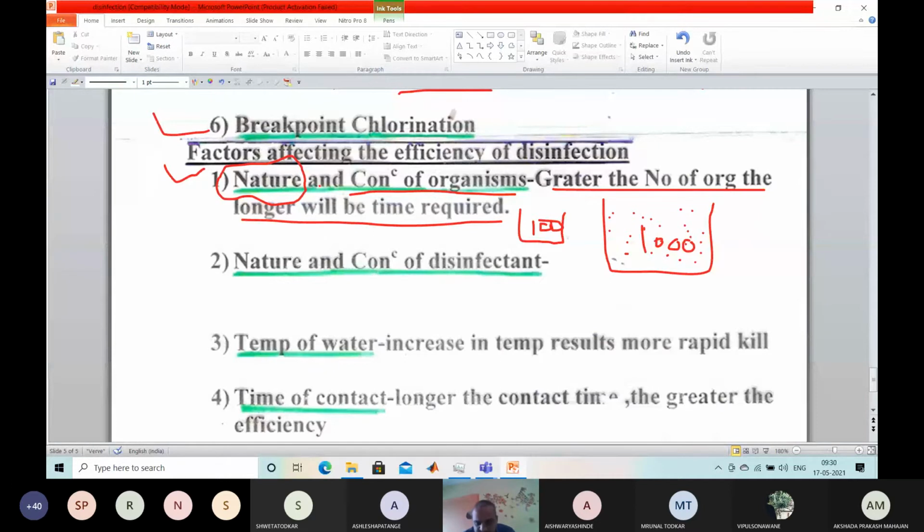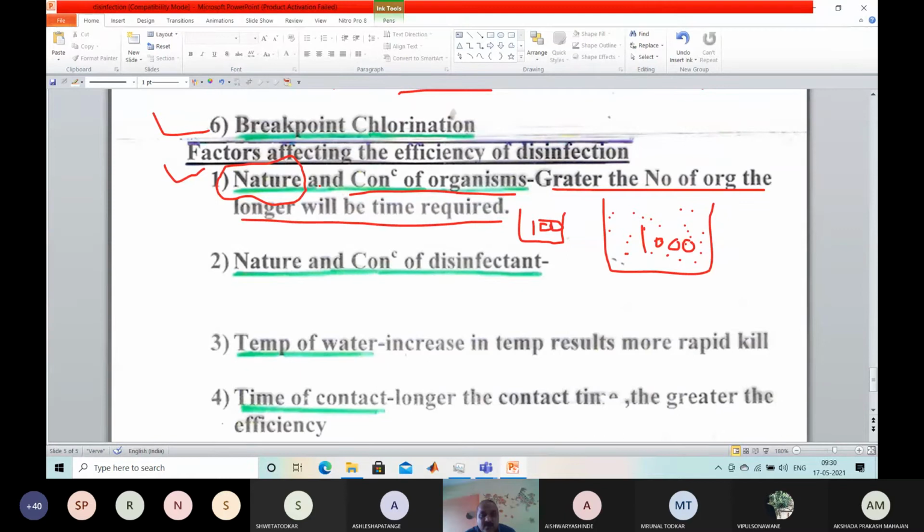All of you understand? Means what? We do not all fall ill at the same time, do we? It depends upon the immunity of everyone. So the same thing applies to organisms, regarding the type of organism. Every organism has its own resistivity. So you have to consider that also, on which the overall efficiency of the disinfection process depends.